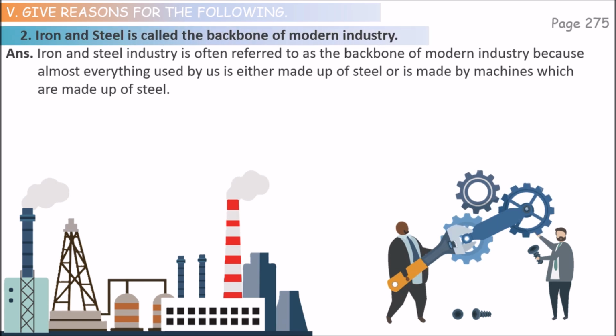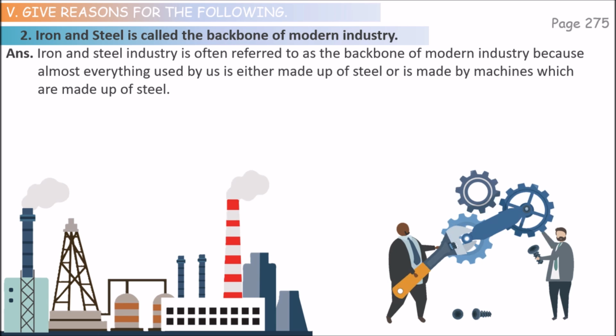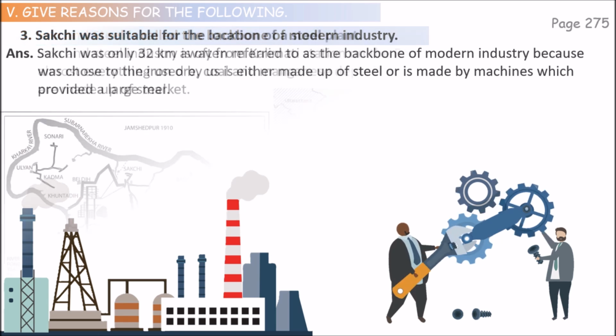Number 2. Iron and steel is called the backbone of modern industry. Answer. Iron and steel industry is often referred to as the backbone of modern industry because almost everything used by us is either made up of steel or is made by machines which are made up of steel.